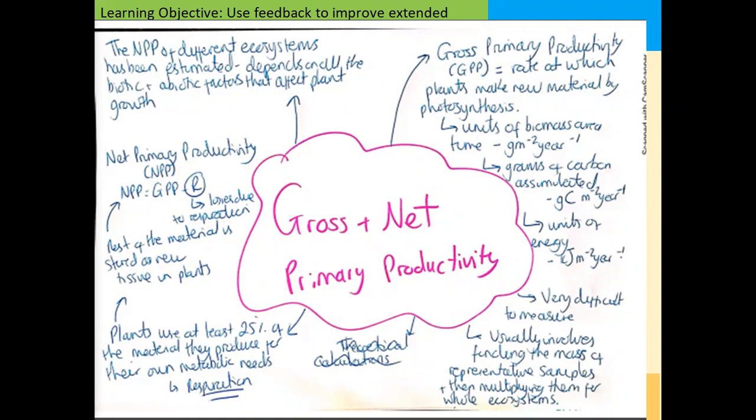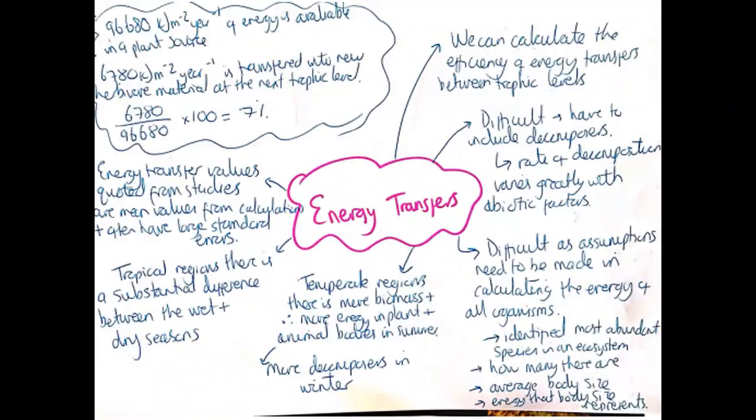Your biggest takeaway from this slide, and the two things that you need to be able to do, are define what they both are and calculate them if you are given various bits of information in a question. So the next thing we need to look at is energy transfers. We can calculate the efficiency of energy transfers between trophic levels, so we can say how much energy, as a percentage, normally is transferred between the trophic levels.